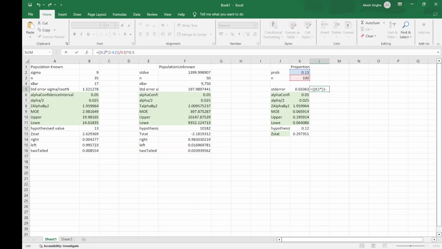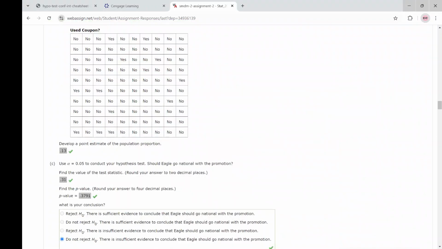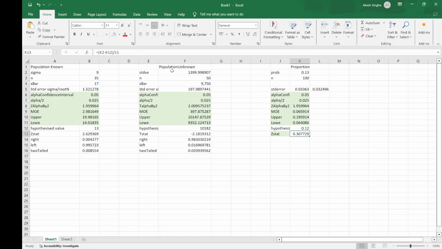In case of K2, we will write K12. So now the stat value is 0.307 or 31. If it was K5, how much was it? See, if it was K5, it was around 29. It's L5.